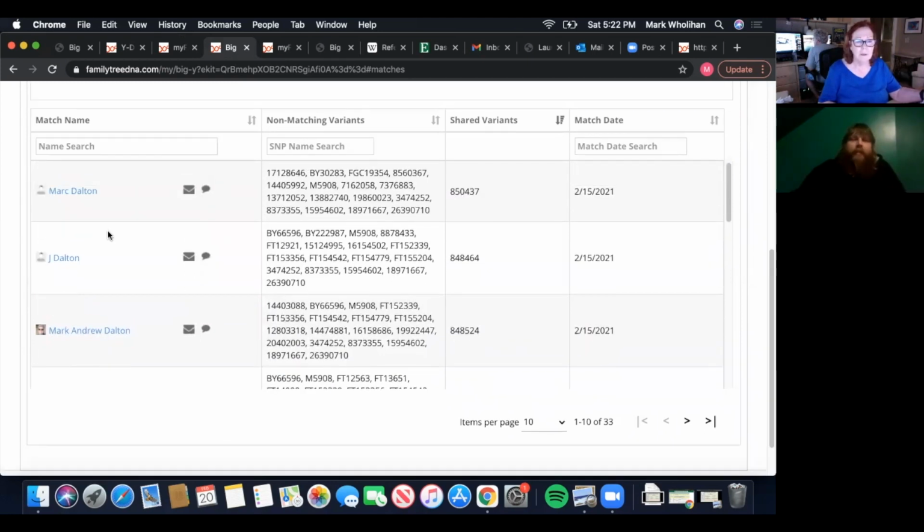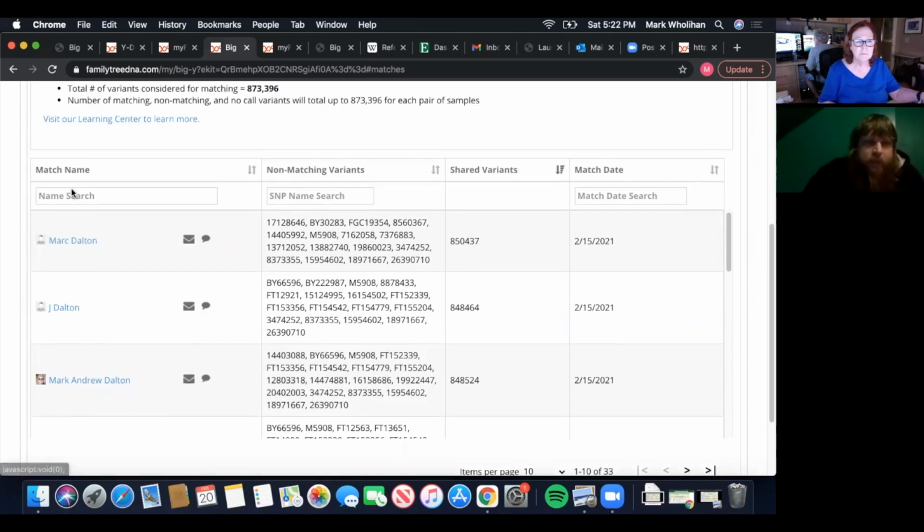All right. So your closest match is Mark, and then Jay Dalton, and then Mark Andrew. Now you can see the non-matching variants. These are the SNPs that either you or Mark do not share with each other. And what does that mean?